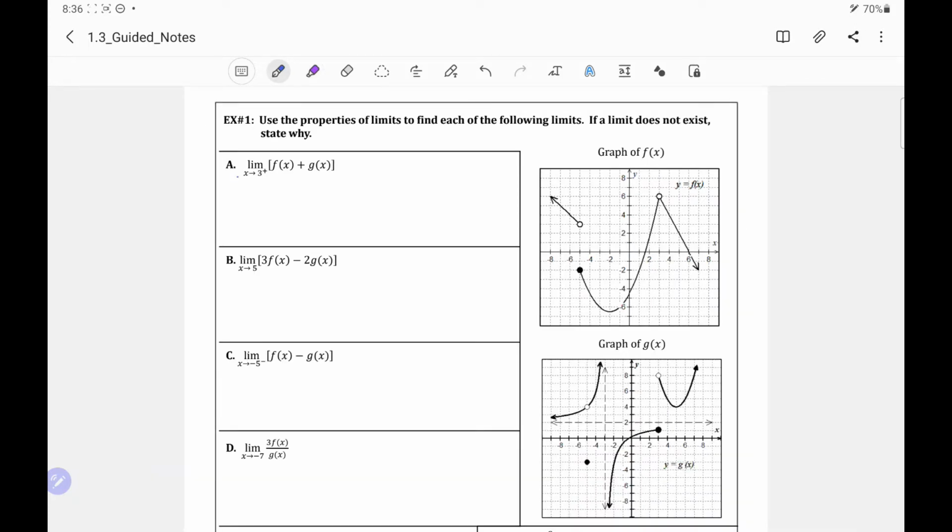Okay, looking at number 1, we've got the limit as x goes to 3 from the right of f of x plus g of x. So we've got a sum here. I do want you to get used to writing out the property, because that will help you to remember what the property is. So we're first just going to write it out: the limit as x goes to 3 from the right of f of x plus the limit as x goes to 3 from the right of g of x.